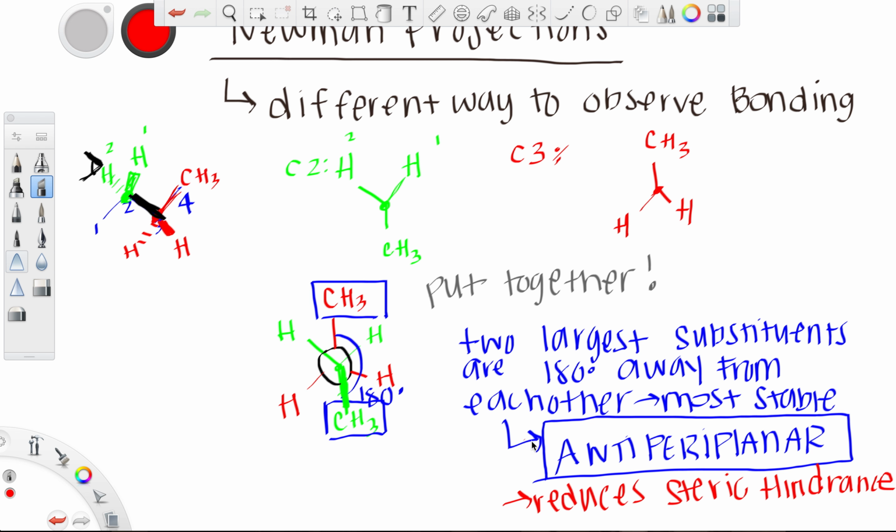Anyways, the reason anti-periplanar is the most favorable and the most stable is because it reduces steric hindrance. So the way that we just did this structure is a super easy and foolproof method on how to draw a Newman projection. In the next video, I want to switch colors so that we can put it in something nice. Well, it doesn't seem like we have some very nice colors, so we'll go in the next video.